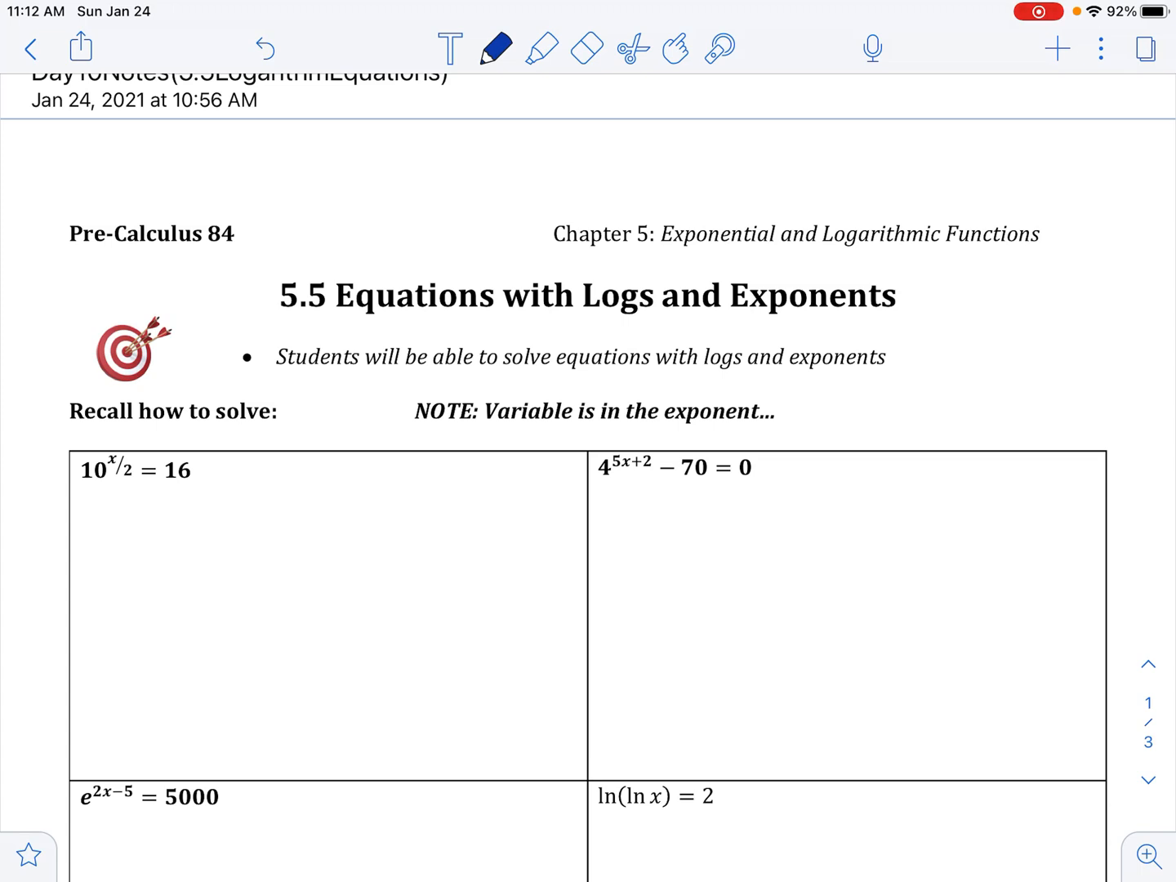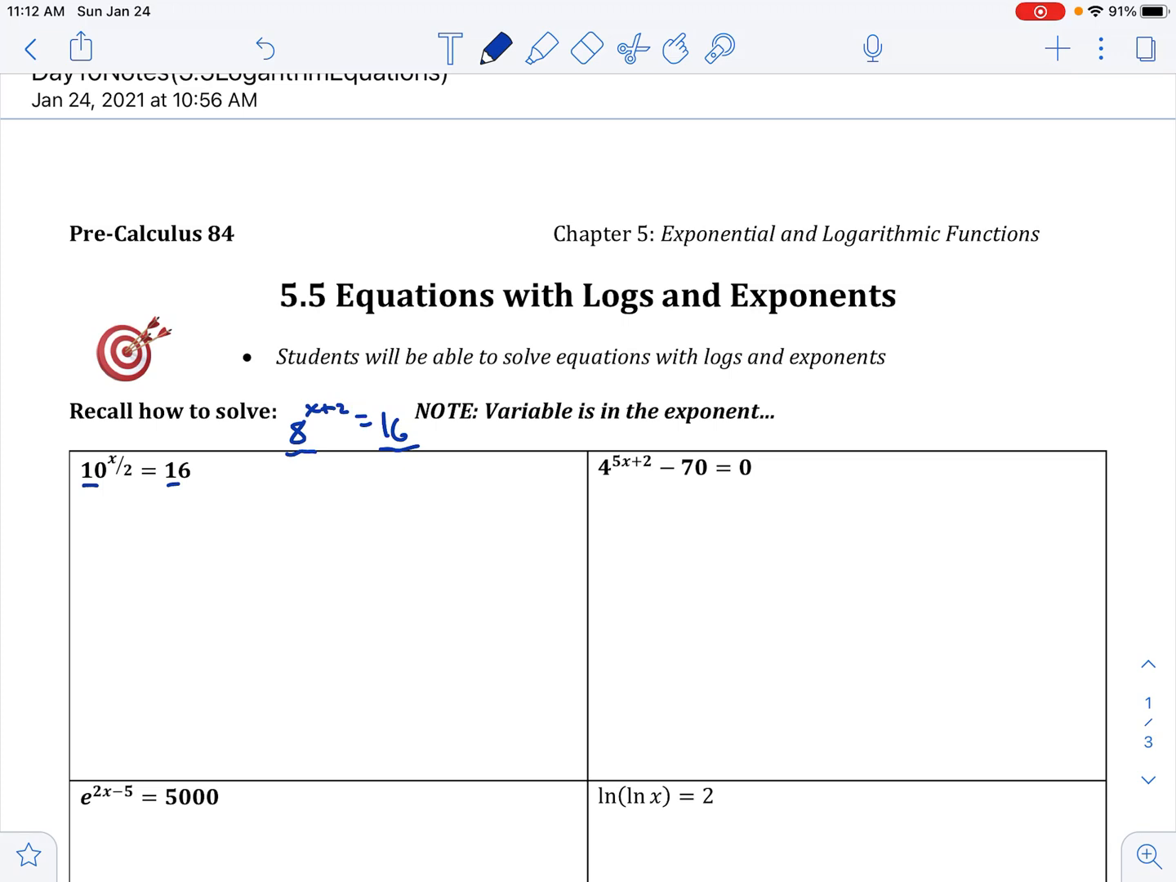Okay, so right off the bat, the very first one with the 10 and the 16. This is different than what we've done in the past. If you remember when we were doing, say, 8 to the x plus 2 equal to 16, our goal was to get the same base on both sides. Break them down into 2's, okay, and then set the exponents equal to each other. But in this case, I cannot get the same base from a 10 and a 16.